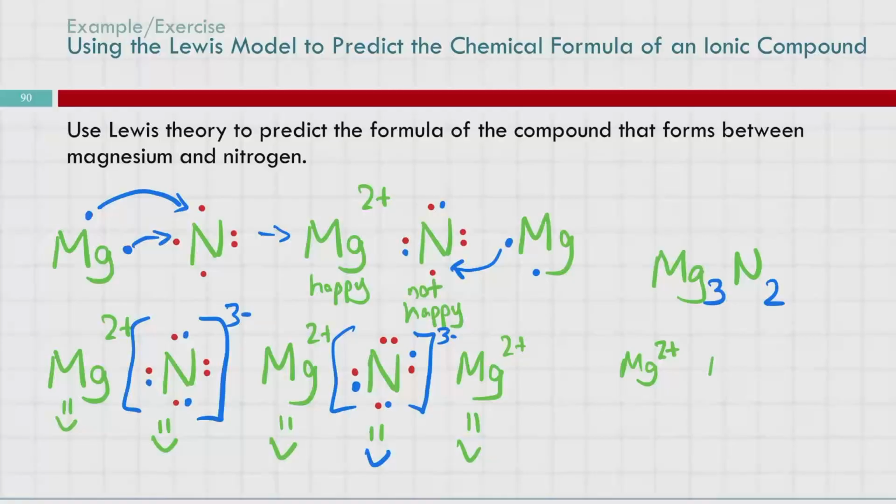We know that it's a magnesium 2+ when it forms an ion. We know that it's a nitrogen 3- when it forms the nitride ion. We do our little swap and drop, and we would have Mg3N2. Much faster than doing the Lewis structure.